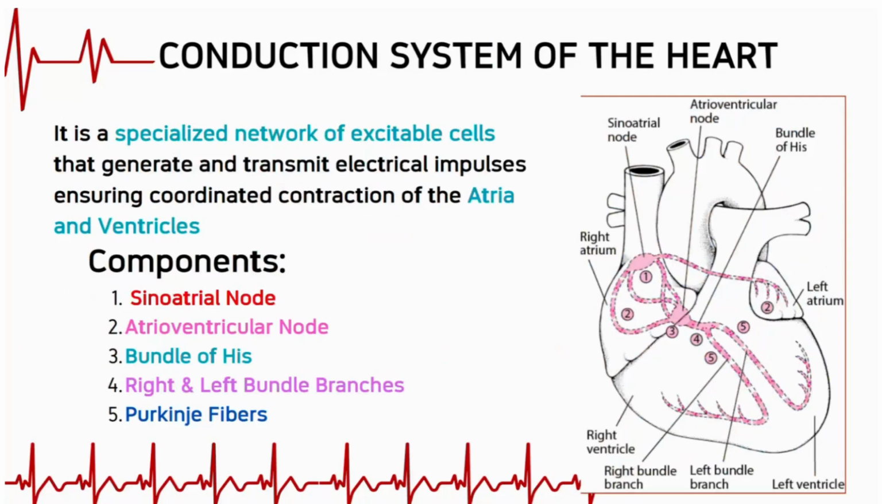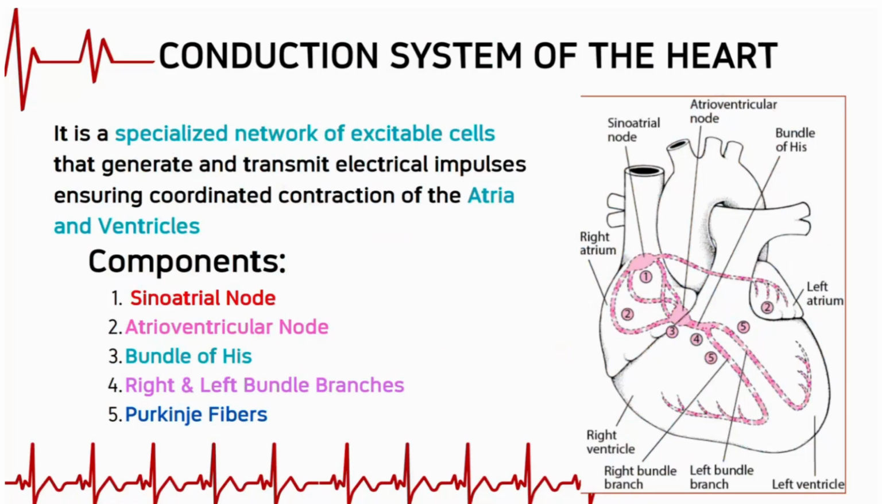Now, the conduction system of the heart. The conduction system of the heart is just a specialized network of excitable cells. This is the electrical side of the heart, the electrical function of the heart. What we're doing is generating and transmitting electrical impulses, and we're ensuring coordinated contraction of the atria and ventricles. That beautiful sound, lub dub. Okay, that's what we're trying to do.